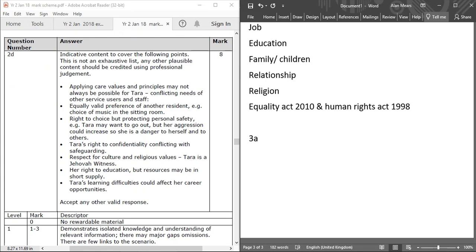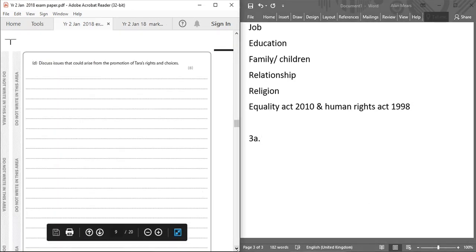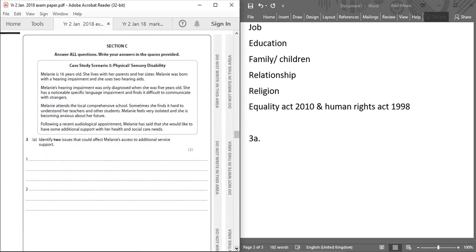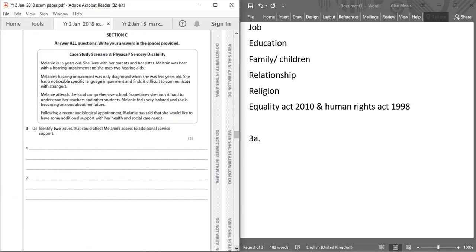We're going to move on to the next one. Now, this is a change in the concepts. We're entering section C, which generally was about physical or sensory disability. So someone with a physical impairment or a mobility impairment, or someone with a hearing or sight impairment. This context is Melanie, who's 16, and it talks about how she has a hearing impairment and just how it was diagnosed. Now, again, a very long case study with Melanie.